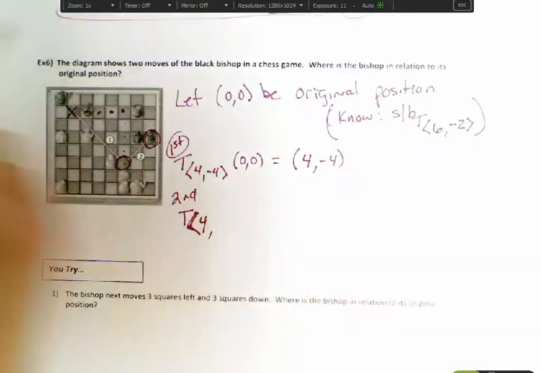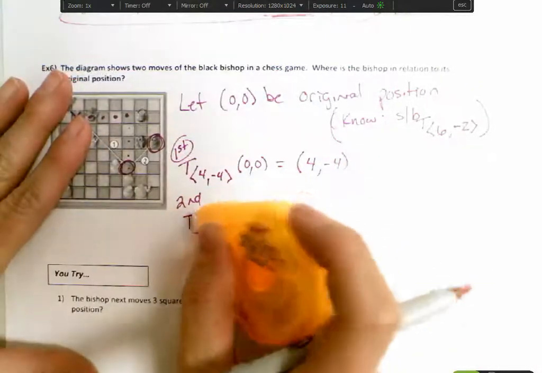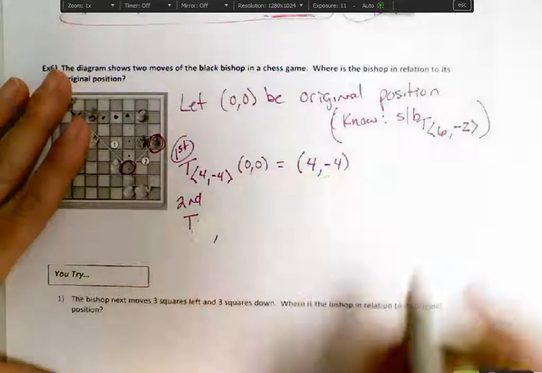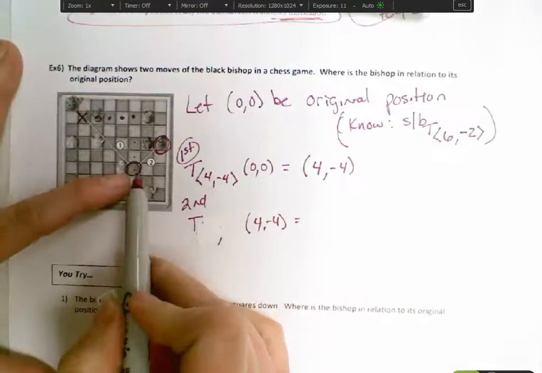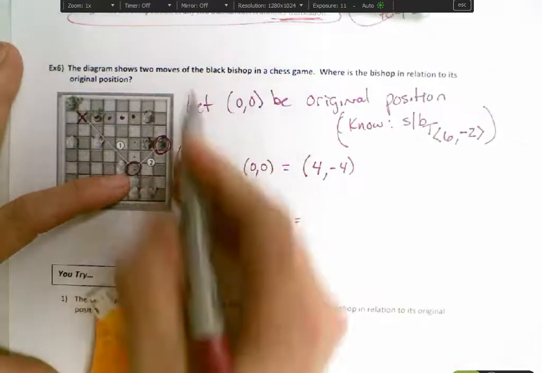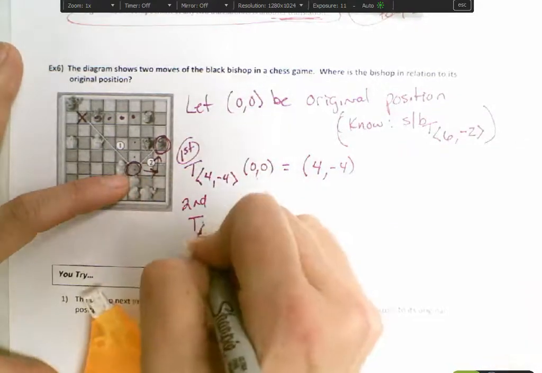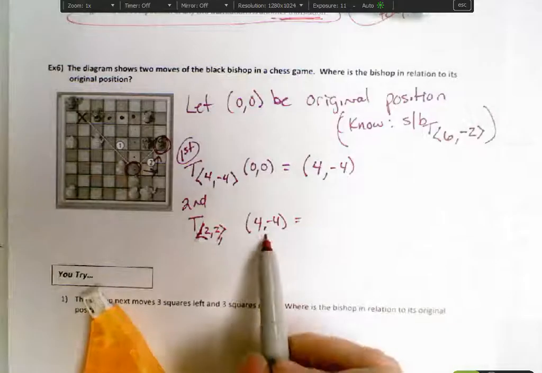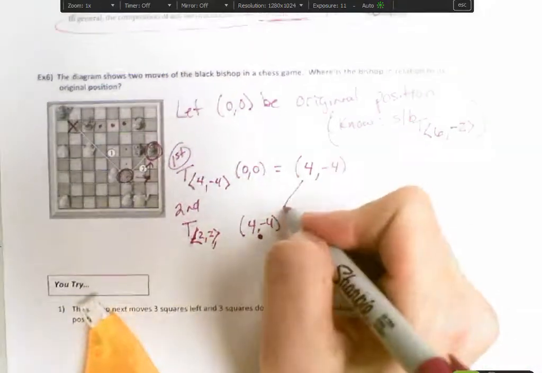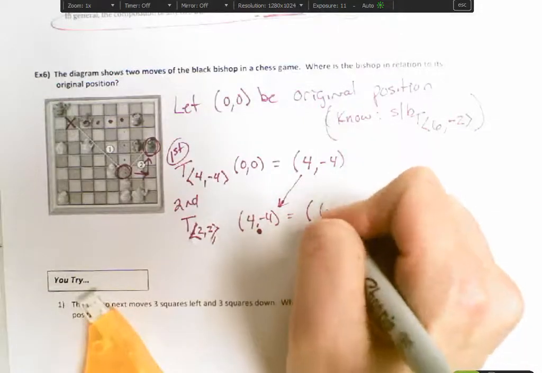The second translation from 4, -4, we have to figure out our vector first. So let's find out what our vector was. We went right 2, because we ended up here, and then up 2. So our translation is 2, 2 of this position, because this position was where we were when we started our second translation, so we end up at 6, -2.